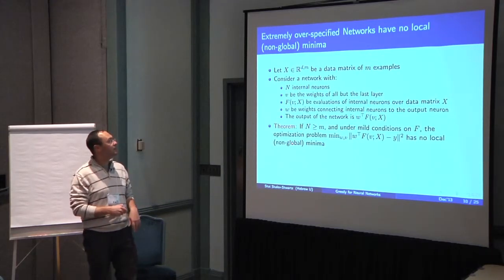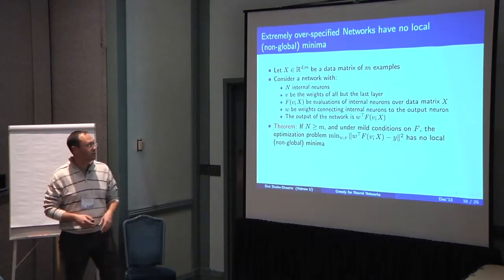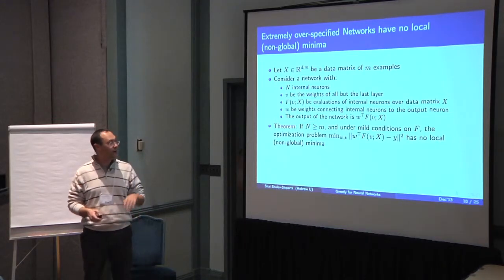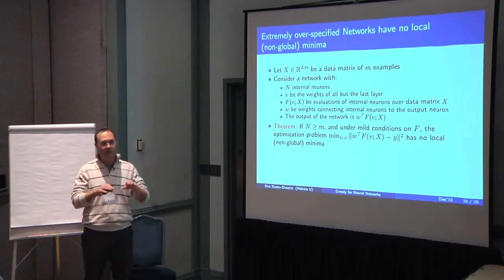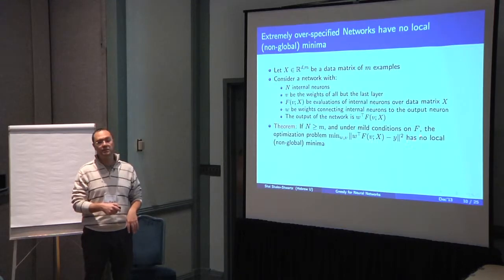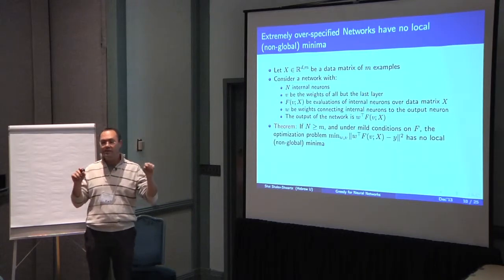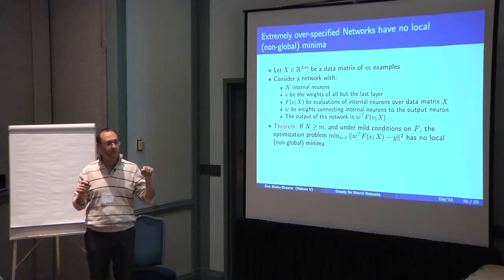Now the theorem is that if we are overspecified to the level that the number of hidden neurons is greater or equal to the number of examples, then under mild conditions on F, just mild conditions on the activation function that you actually use, the optimization problem of minimizing over both the weights W and V of the output of the network minus the target value squared has no bad local minima. Now, there are many, many minima. There is no single minimum. It's highly non-convex. But all the local minima are also global ones.